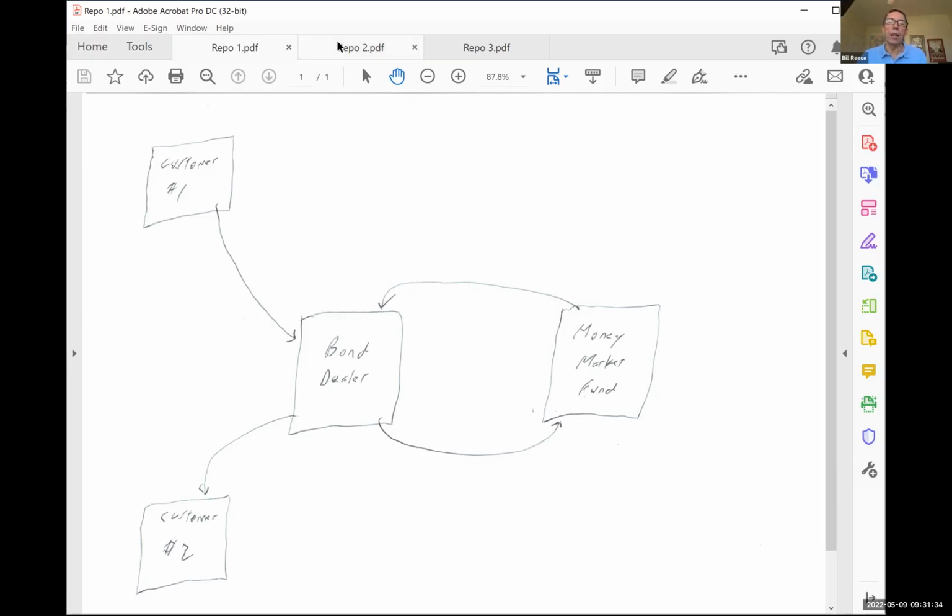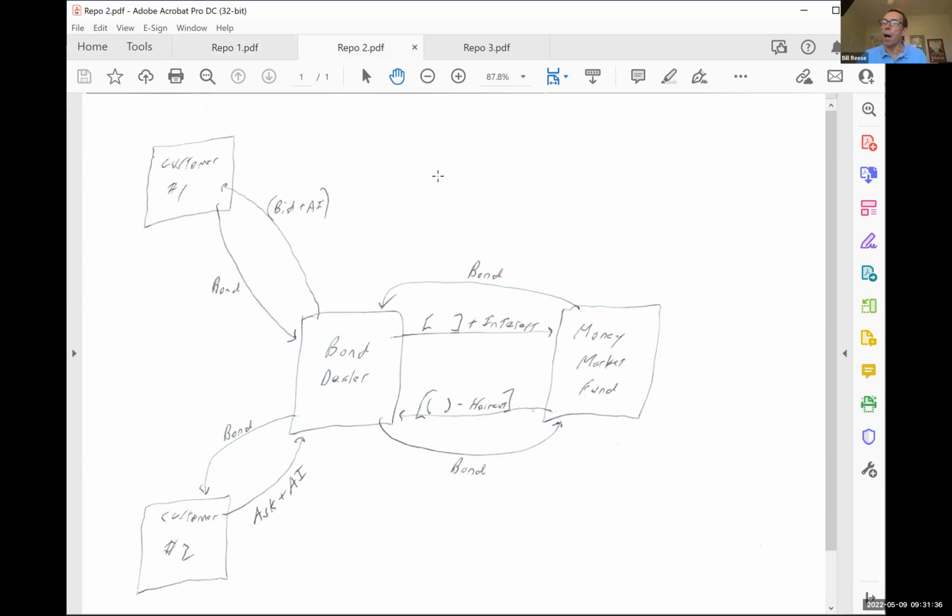Okay, so that is the path of the bond with our parties to the repo. Now let's take a look at not only the path of the bond, but the path of the money as well. So we said the bond dealer is going to be buying the bond from customer number one. What does the bond dealer give to customer number one? Money, of course. It's going to be giving customer number one the bid price on the bond.